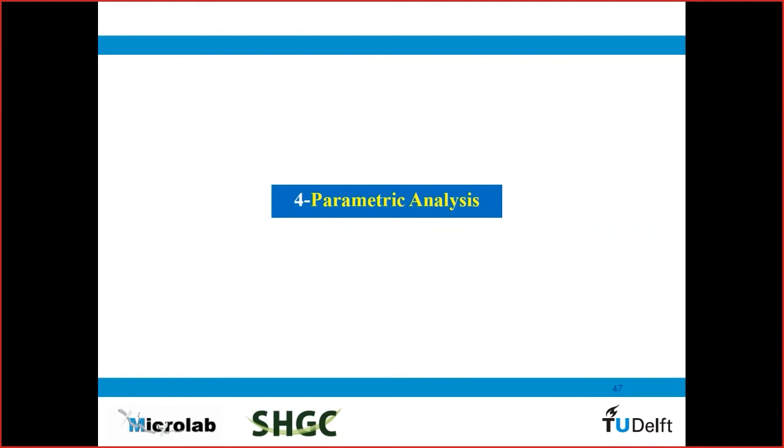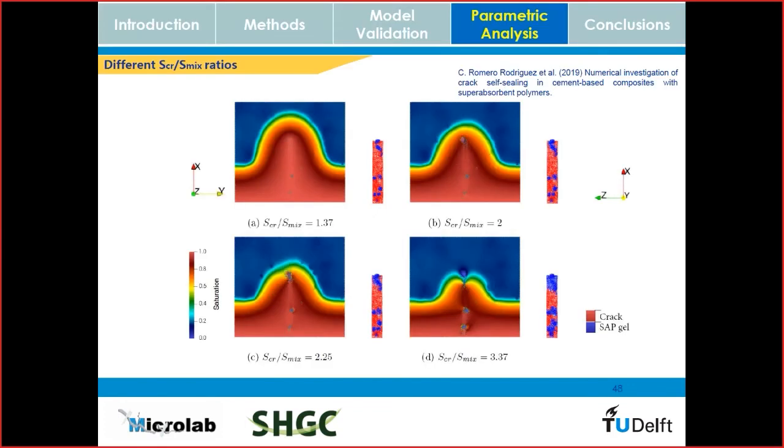So now that we have validated the model, what we can do is to analyze other parameters that could be used for designing an optimized self-sealing system. For example, if we look at the ratio between the absorption capacity of the superabsorbent polymers in the crack and the absorption capacity of the superabsorbent polymers during mixing, you can see that it's actually a parameter that can be used for the design of such particles, or at least for the choice of the particles that you can use for such a system.